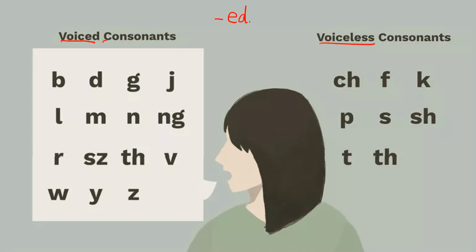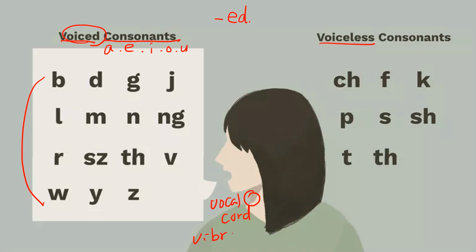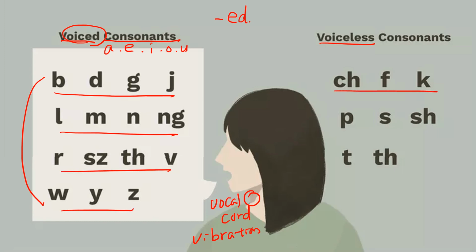So here you have only consonants, but all the vowels, a, e, o, u, are voiced. Voiced means when you pronounce these sounds, you feel vibration in your vocal cords. Now, when you pronounce these other letters, you don't feel vibration. That's why they are called voiceless consonants.